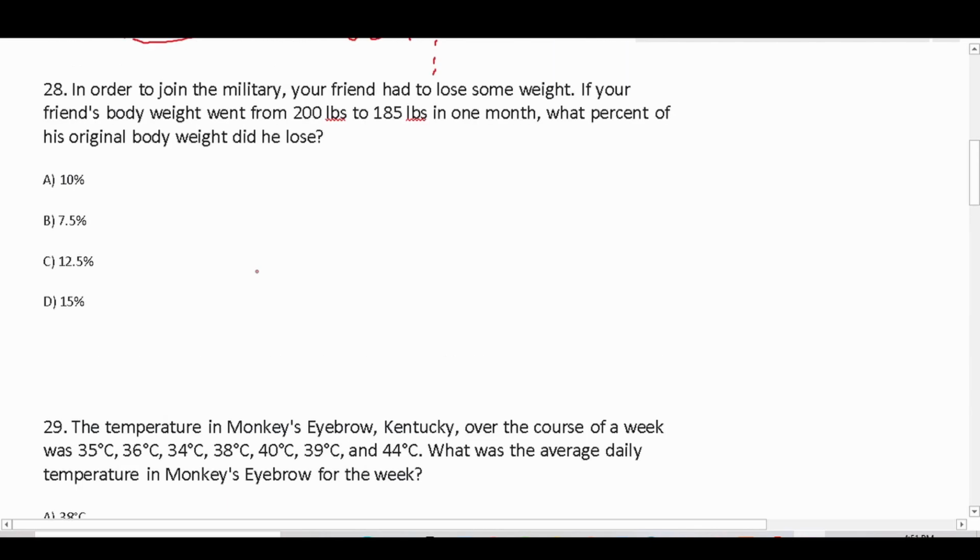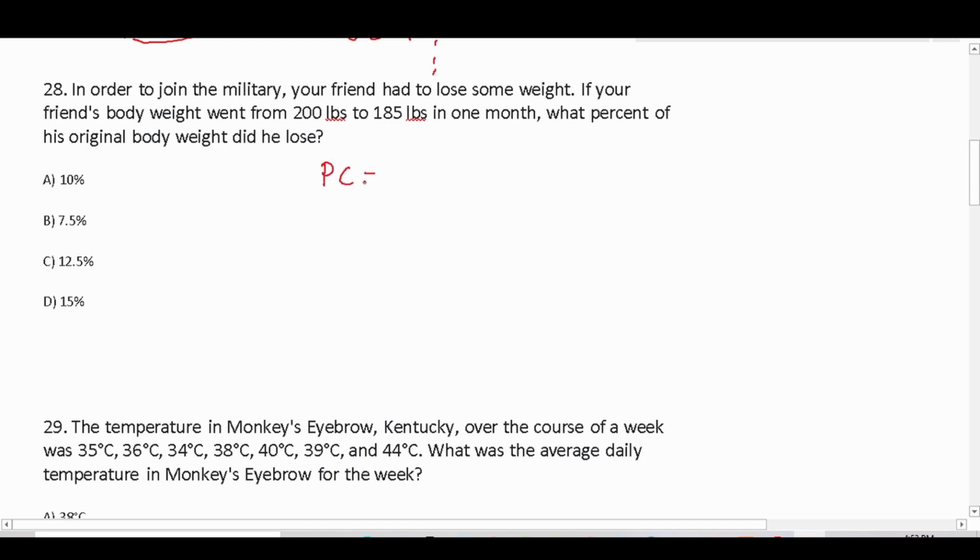All right, number 28 says, in order to join the military, your friend has to lose some weight. If your friend's body weight went from 200 pounds to 185 pounds in 1 month, what percent of his original body weight did he lose? To answer this question, we're going to make use of a very simple formula to figure out what the percent change was. And I write the formula like this.